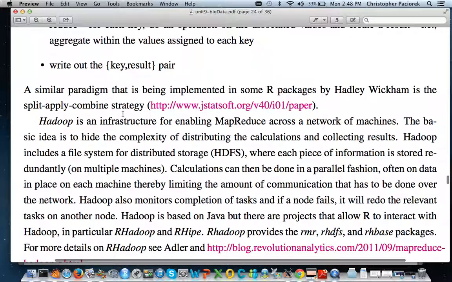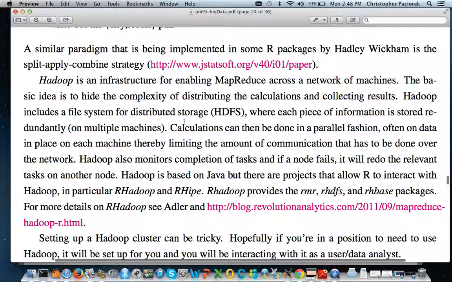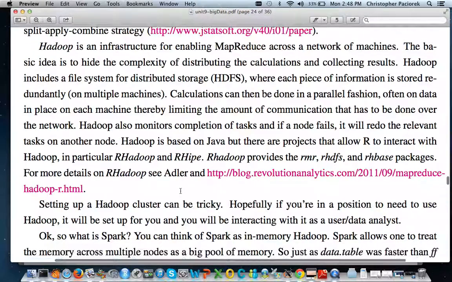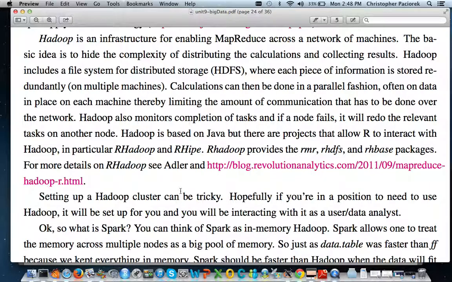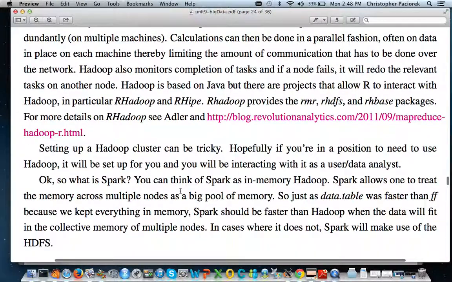Okay, so Hadoop is an infrastructure for enabling this sort of operation, and for managing the fact that you've got multiple nodes doing these calculations and keeping track of the fact that your data set is distributed across multiple nodes. And there are some R front ends for working with Hadoop. There are packages called R-Hadoop, and I think this one is called Repe. Okay, so that's the backdrop.